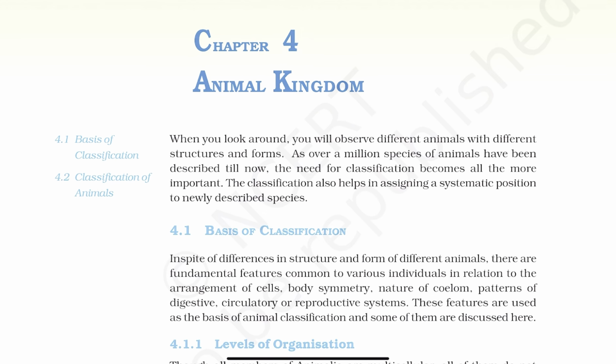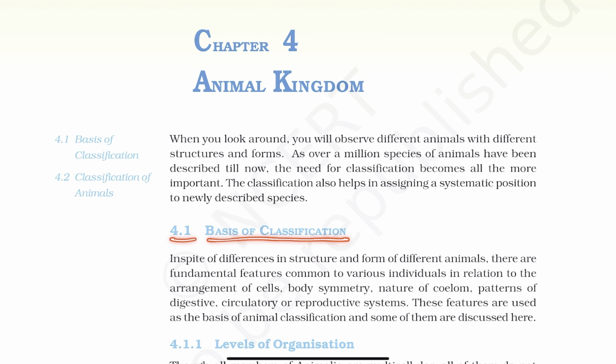So now we will be starting chapter number 4, Animal Kingdom. When you look around, you will observe different animals with different structures and forms. As over a million species of animals have been described till now, the need for classification becomes all the more important. The classification also helps in assigning a systematic position to newly described species.